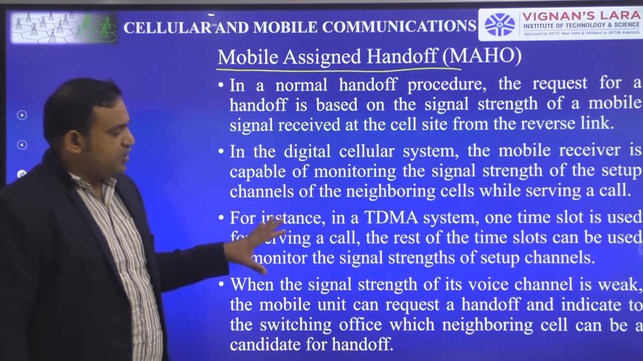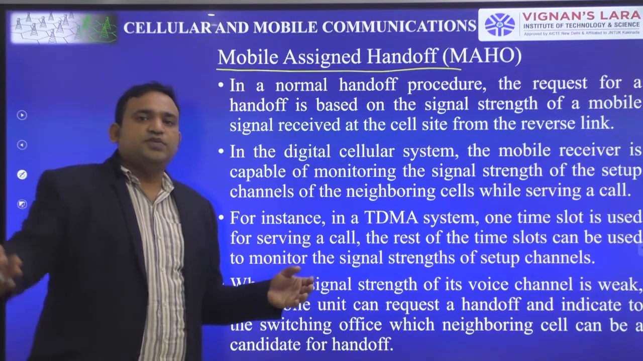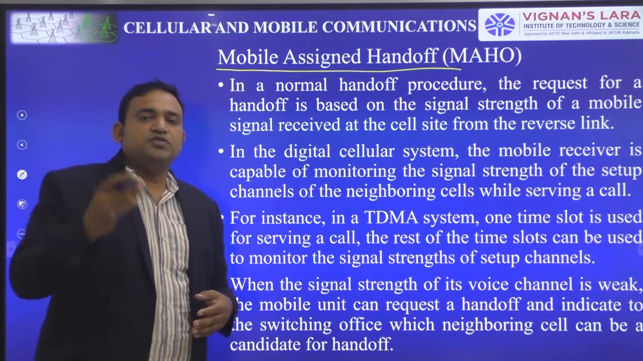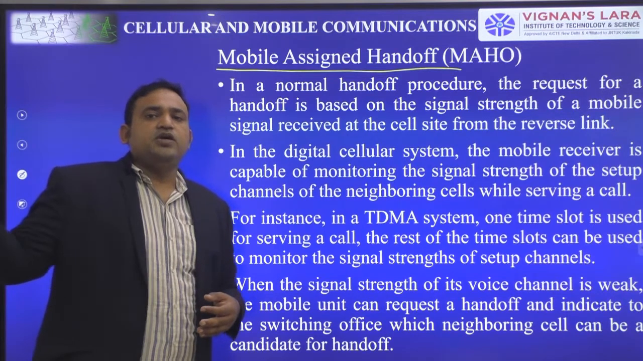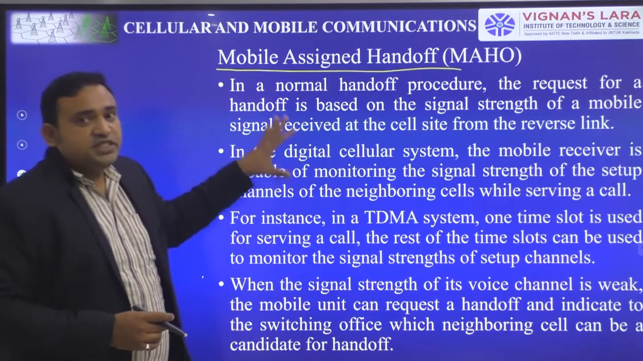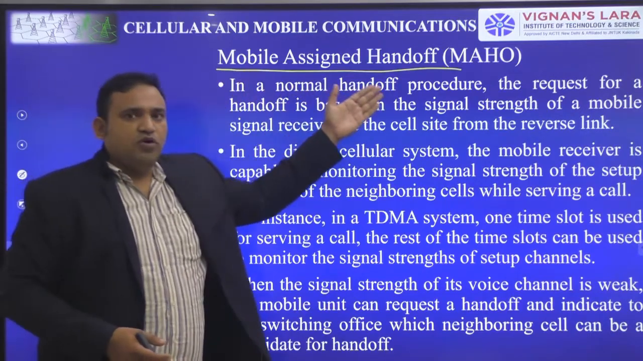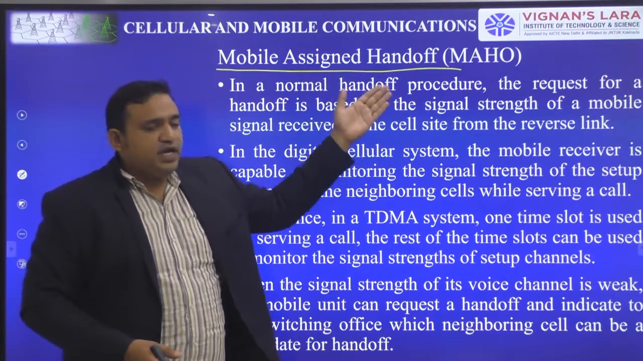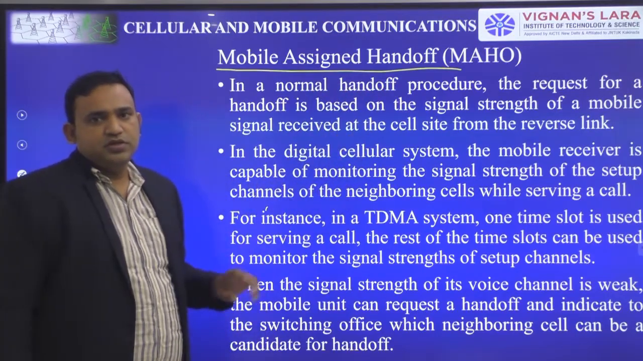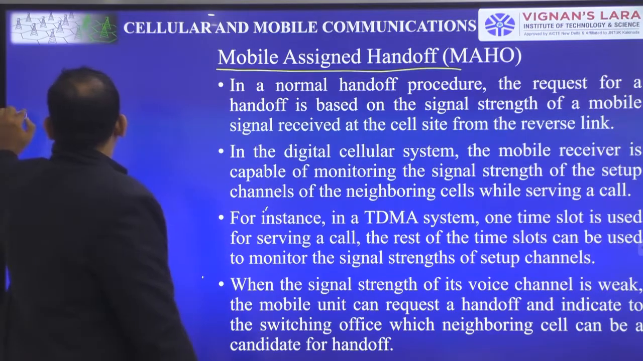In this context, the mobile unit is asking for a handoff from the mobile switching office. The mobile switching office will provide a voice channel in the neighboring cell. Here the mobile is only assisting the handoff. That's it. So the topic is mobile assisted handoff, MAHO. This is the first topic of today's class.